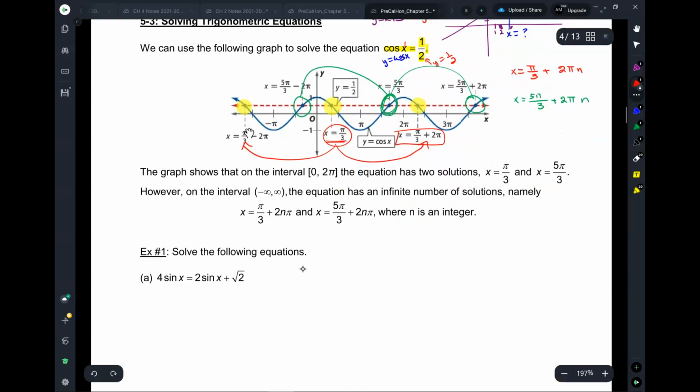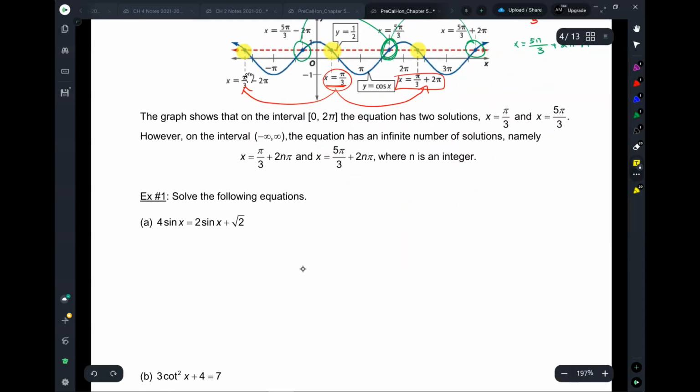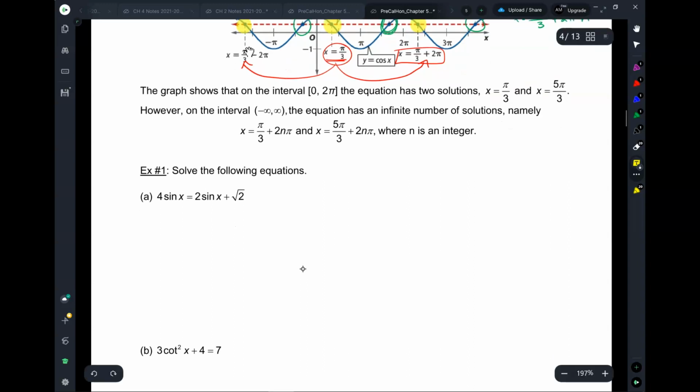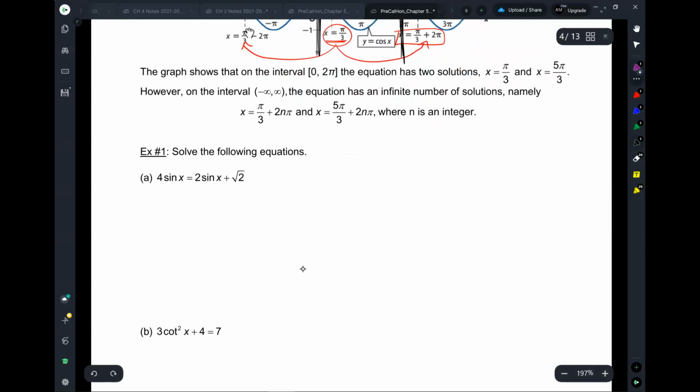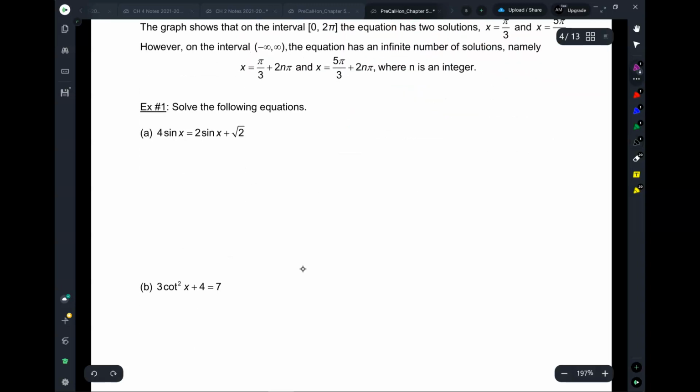Okay, so if we take just one cycle from 0 to 2 pi, how many solutions from 0 to 2 pi? 1 and 2, all right? But over the entire range from negative to positive infinity, it's got an infinite number of solutions. Okay, so now let's go ahead with that in mind and solve one of them.